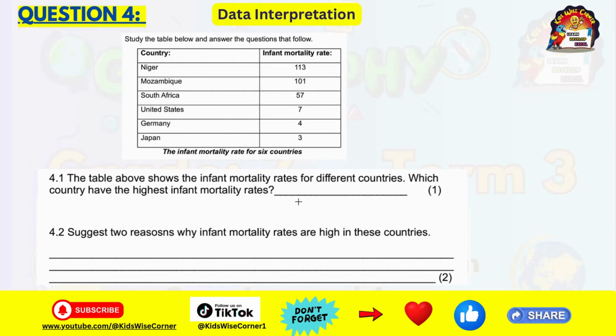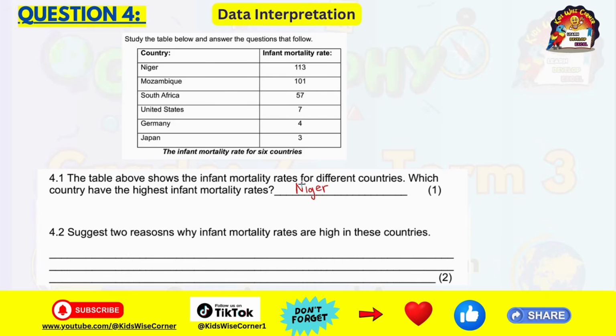So looking at this and looking at the stats that are provided, the country with the highest infant mortality rate is Niger, because it has an infant mortality rate of 113. So for 4.1, the answer is Niger.